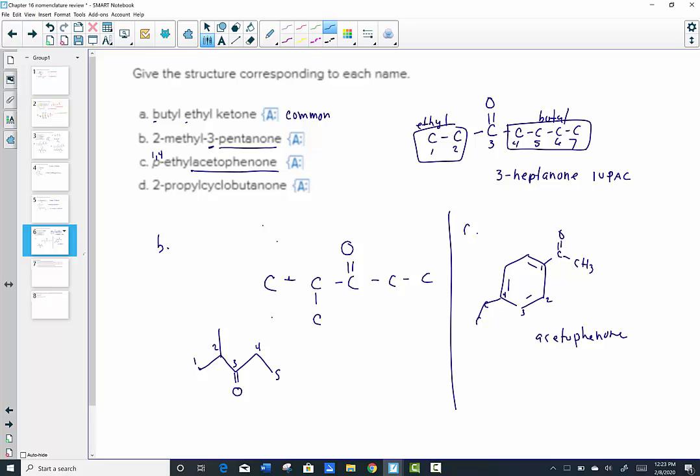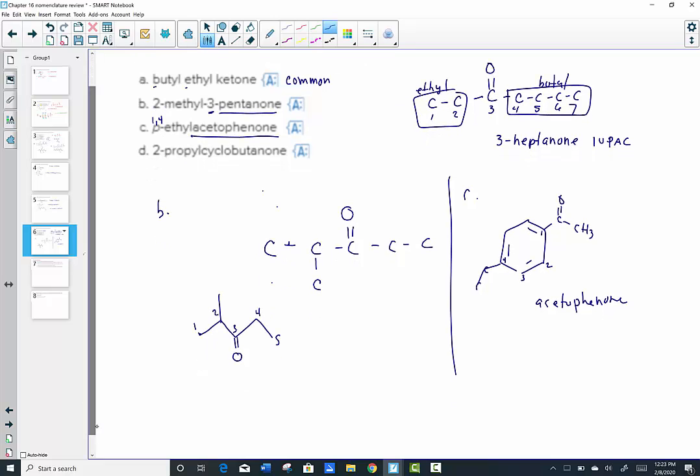How about letter D, 2-propyl cyclobutane. All right, let's take that one apart. Let's draw it right here, letter D. I can hear a cyclobutane. 1, 2, 3, 4. There's a 4-membered ring. There's the cyclobutane. And wherever I put the carbonyl group coming out, that will be carbon 1 automatically. And then I'll just go clockwise to make this carbon 2.